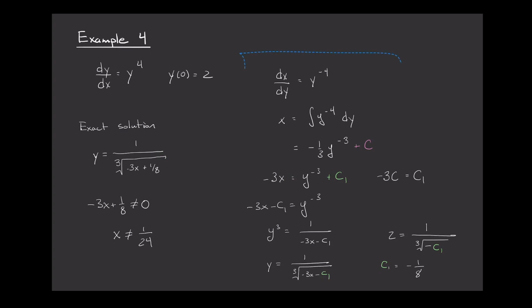Looking back over the rest of the work we did, we find out there's no other place that would cause there to be a breakdown in the relationship between x and y. The only place where we have potential undefinedness is at this point. So the domain for this particular solution is everywhere except when x is 1/24.